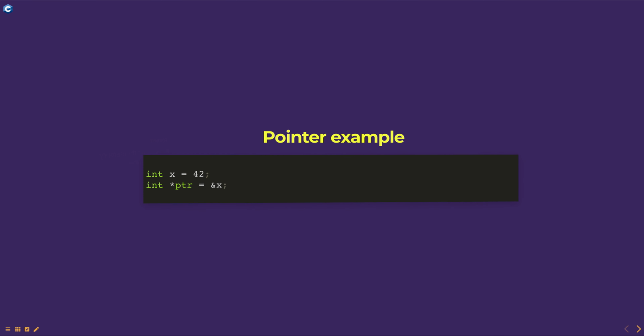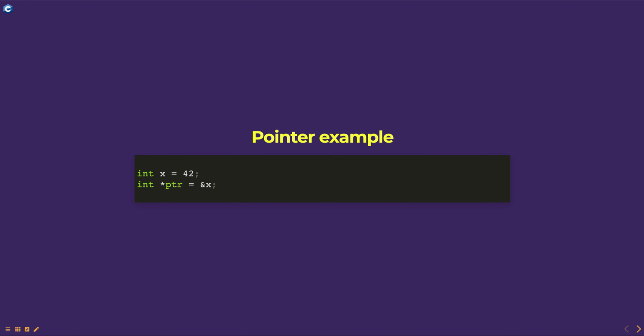To declare a pointer, you use the asterisk operator, followed by the data type of the variable that the pointer will point to. For example, this code declares an int variable x and initializes it with the value 42. The second line declares a pointer ptr to an int and initializes it with the address of x using the address-of operator, ampersand.